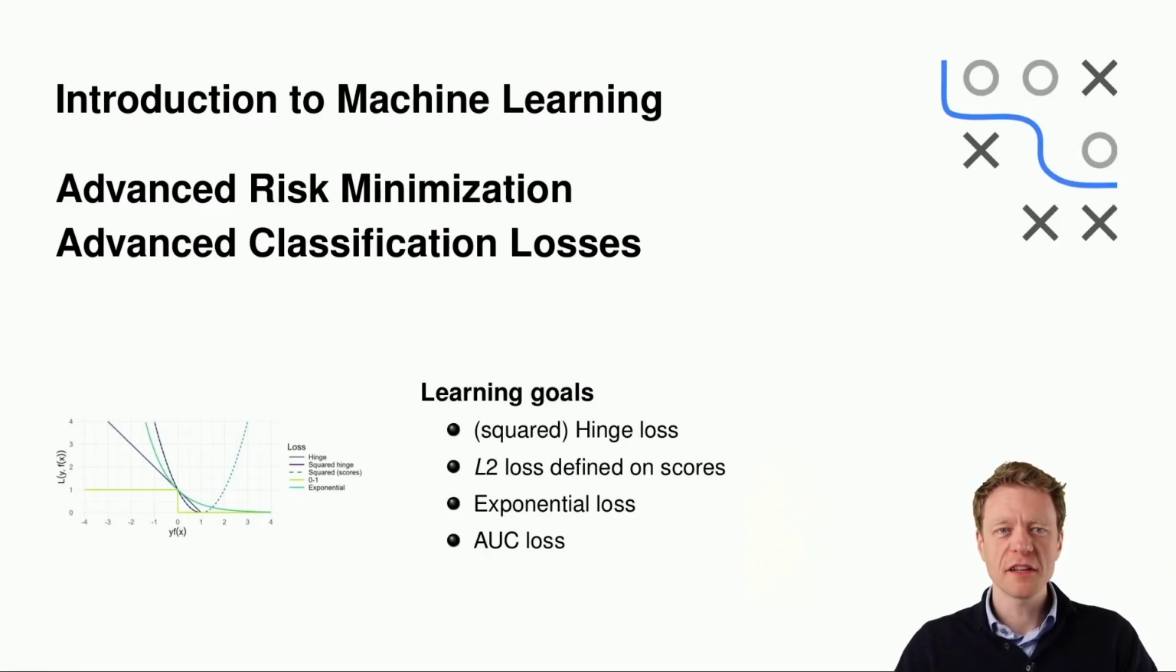I'm Ludwig Botmann. In this video I will speak about some further classification losses that are perhaps used a little bit less often, such as the Hinge loss or the L2 loss on scores, the exponential loss and the AUC loss.